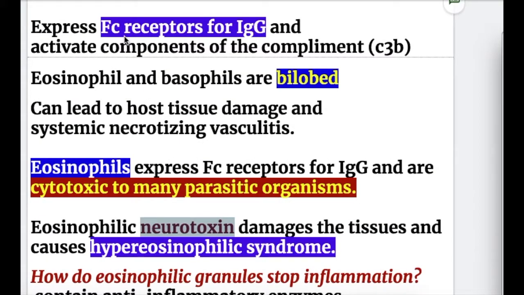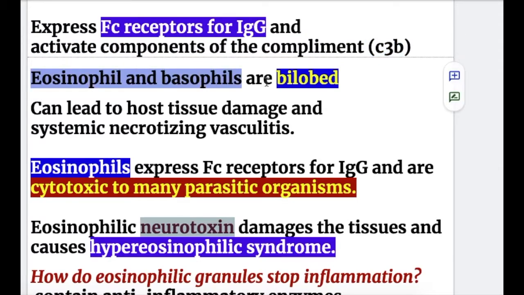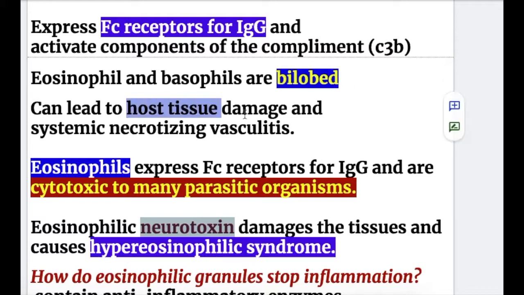Neutrophils express Fc receptors for immunoglobulin G and activate components of the complement C3b. Now, eosinophils and basophils, they are bilobed cells and can also lead to host tissue damage and systemic necrotizing vasculitis. Eosinophils also express Fc receptors for IgG, like neutrophils, and they are cytotoxic to many parasitic organisms. And also, eosinophilic neurotoxin damages the tissue and causes hypereosinophilic syndrome.